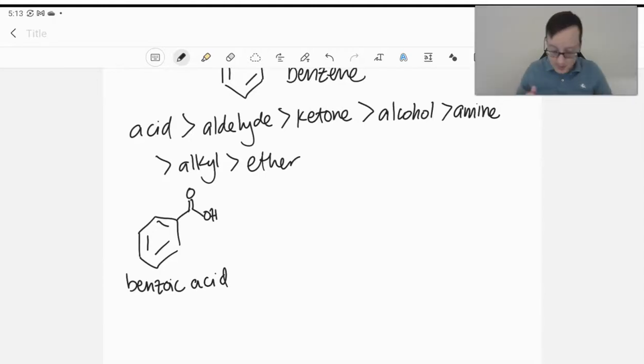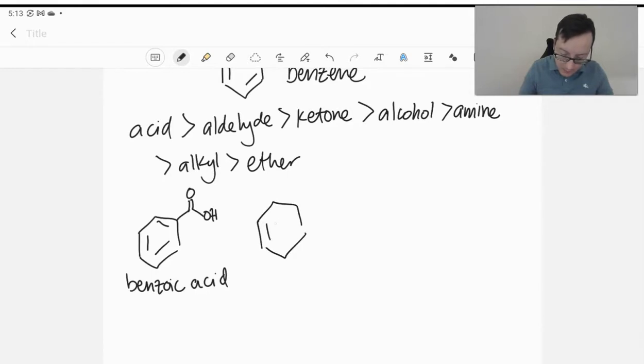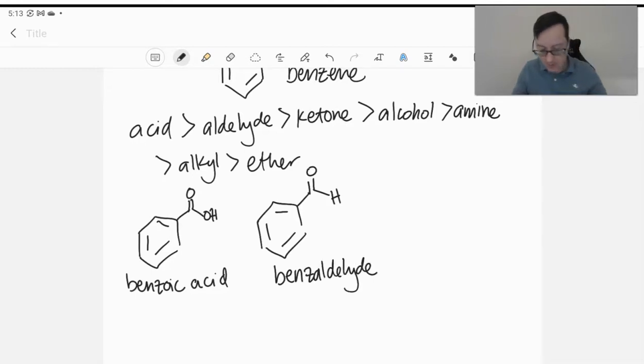Pretty easy. If we have an aldehyde, and these are only currently monosubstituted benzenes, we're going to see we can put other groups on, which will also influence our naming. The aldehyde form is called benzaldehyde. So far, so good. So benzaldehyde, benzene with an aldehyde, hooray.